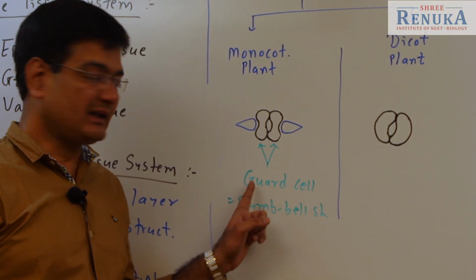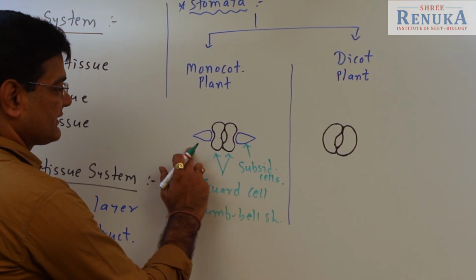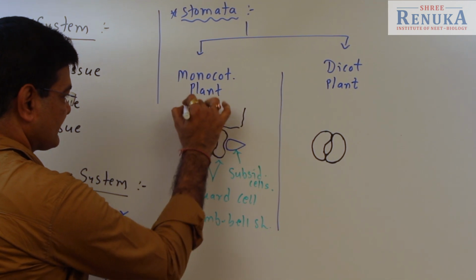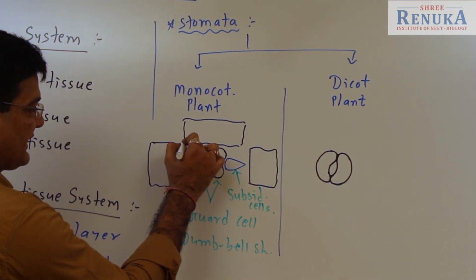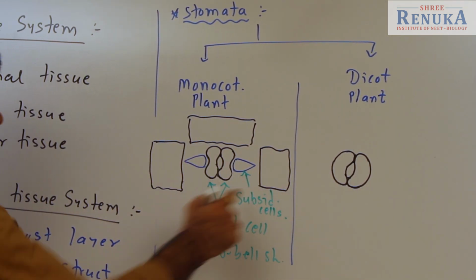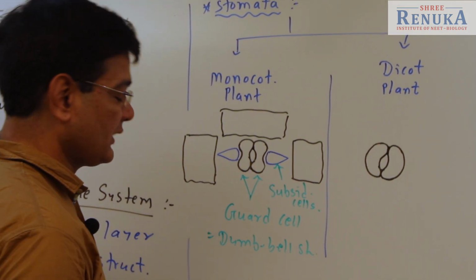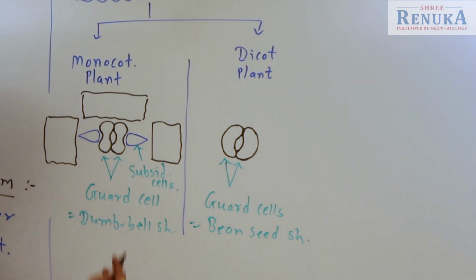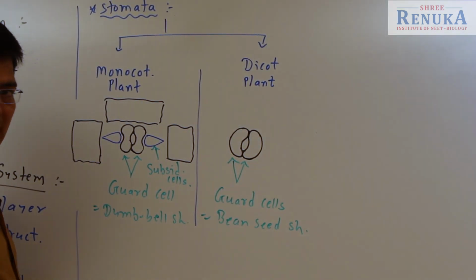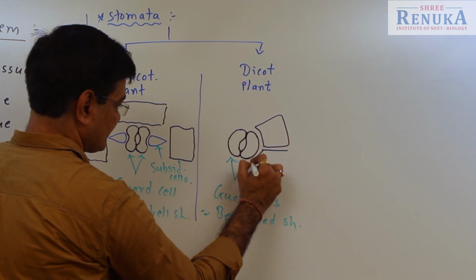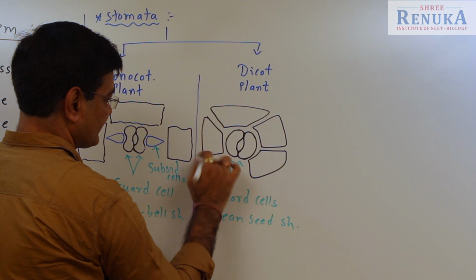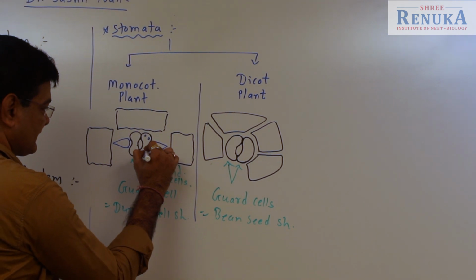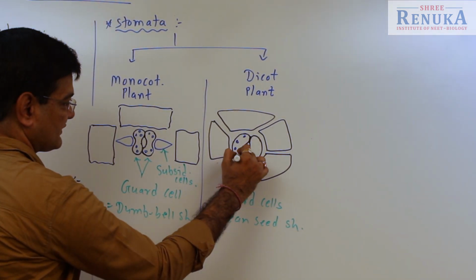In monocot plants, the guard cells are dumbbell shaped and have subsidiary cells on both lateral sides. Then, the epidermal cells are also present surrounding it, with a wavy margin like this, and the cells are rectangular in shape. In the case of dicot, the two guard cells are bean-seed shaped and have no subsidiary cell surrounding them. Epidermal cells have a straight margin but are irregular in shape. In both cases, guard cells have some chloroplast inside them.